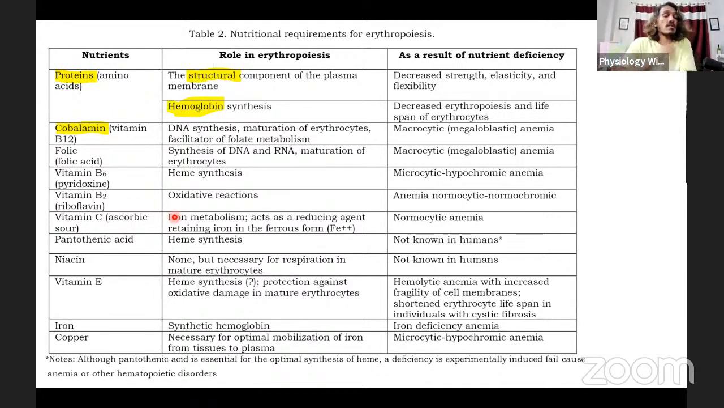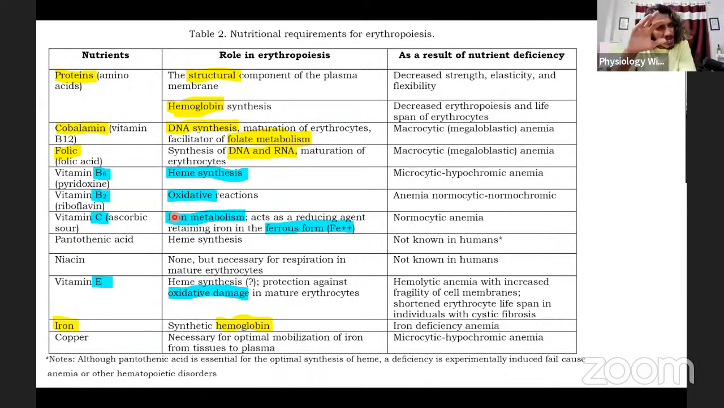Two, your vitamin B12, cobalamin. Okay, and your folic acid. So both are required for DNA synthesis and maturation. Then iron is very essential because it forms an integral part of your hemoglobin. It's in fact called iron protoporphyrin 9.